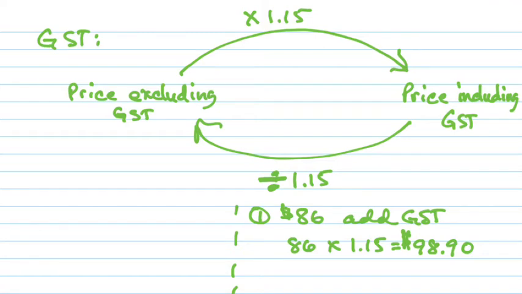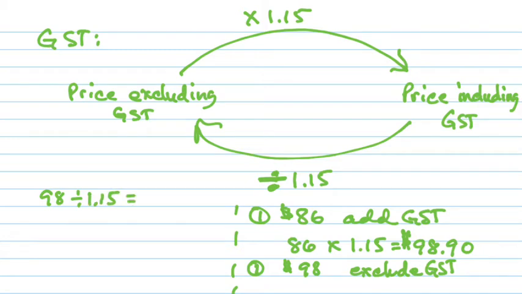Now, let's do the other one. So on the next page, number 1, we want to exclude GST. Can you see that? Yeah, okay. So we're going to exclude GST. So instead of multiplying by 1.15, what are we going to do? So take 98 divided by 1.15.